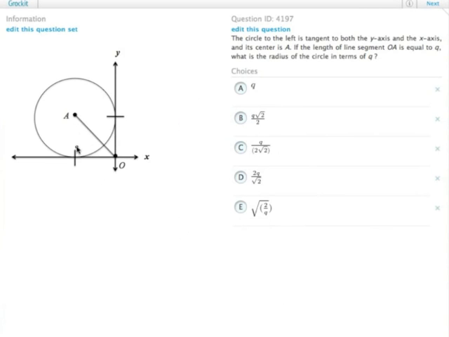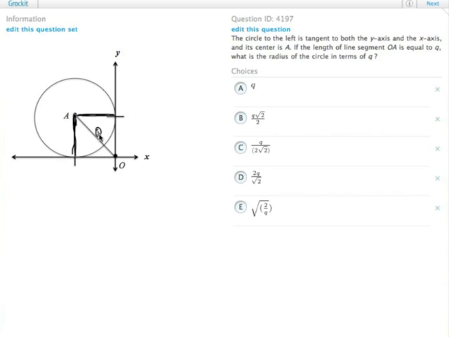So the circle is tangent to both the x and the y axis, which means that if we were to draw a line from the center of the circle to the y-axis, that would be one radius of the circle. If we were to draw the center to the x-axis, that would also be a radius of the circle. And we know that the length of line segment OA is equal to Q.